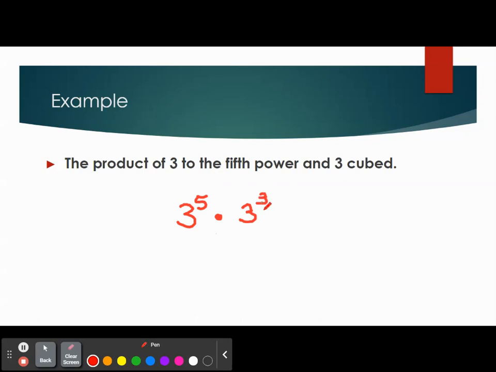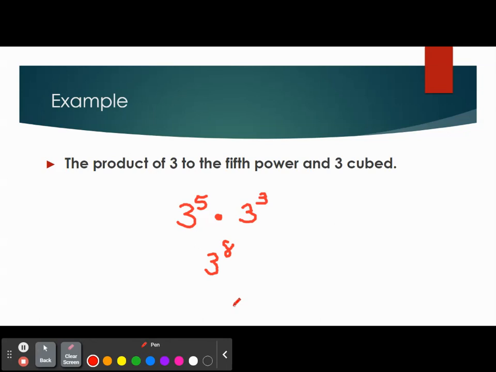Square is 2, cube is 3. So it's 3 to the 3rd power. Now, how would I solve this? What would I do? Say it. I heard someone say it. You add them. What's 5 plus 3? 8. So this would be 3 to the 8th power.